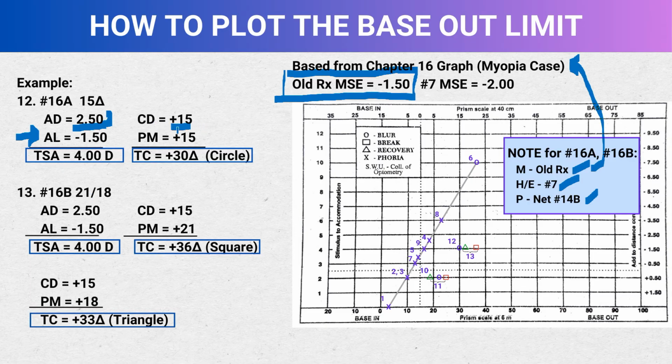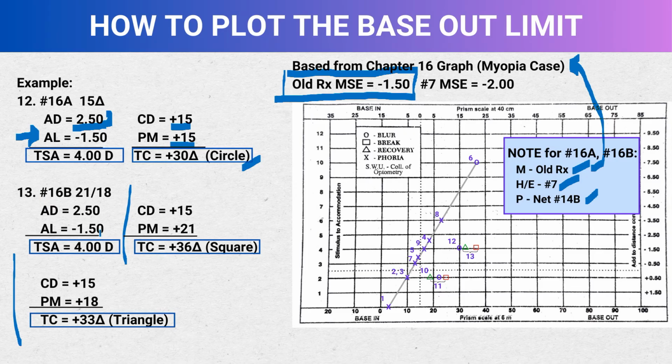Kanya ato CD is plus 15 because 2.50 times 6 is equal to 15. Kanya ato PM nga rin plus 15 because, again, base out limit pa ta, so always plus. So TC is equal to plus 30 prism, indicated with a circle. And then our 16B nga rin kay 21 over 18 siya. So again, duha siya kabuok. Kini, CD. So you just have to solve it.